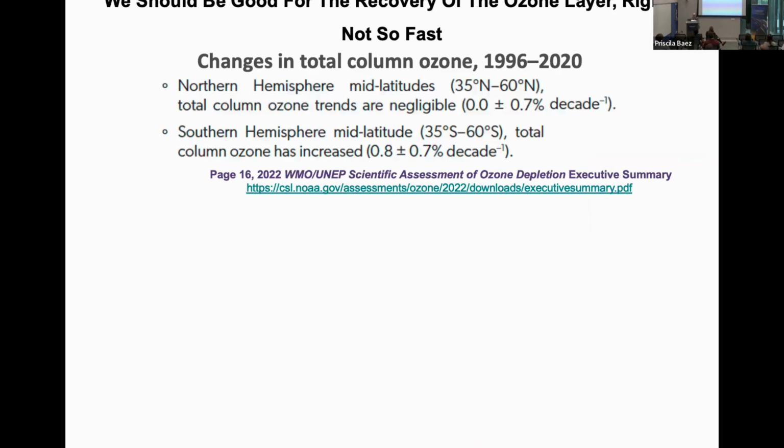So here's the problem. The problem is we're not seeing ozone in the Northern Hemisphere move. At Northern Hemisphere mid-latitudes, the change in ozone over this 24 or 25-year period is 0. It's not moving. We're getting some increase in ozone due to the decrease in chlorine in the Southern Hemisphere, but not in the Northern Hemisphere.